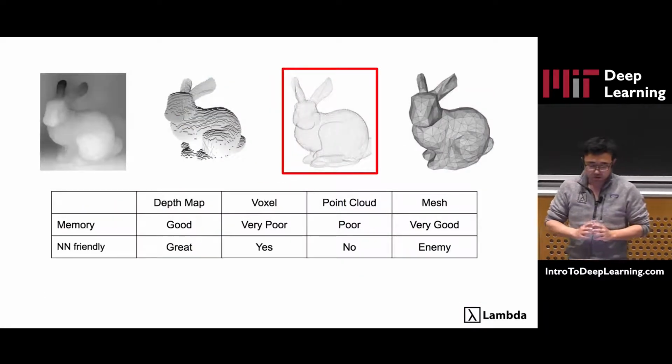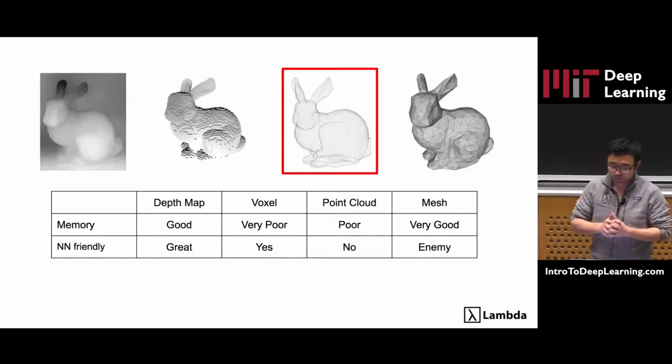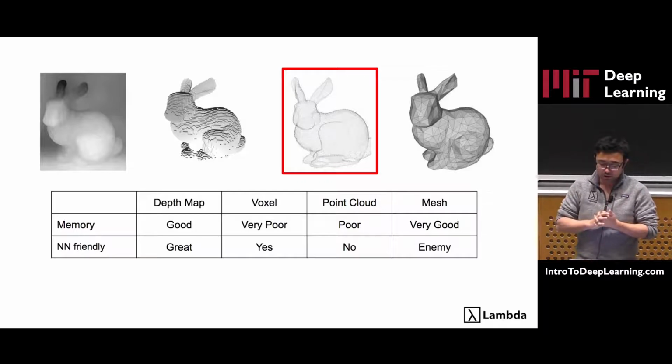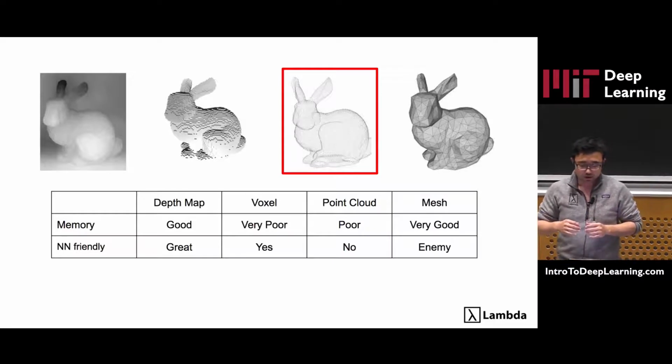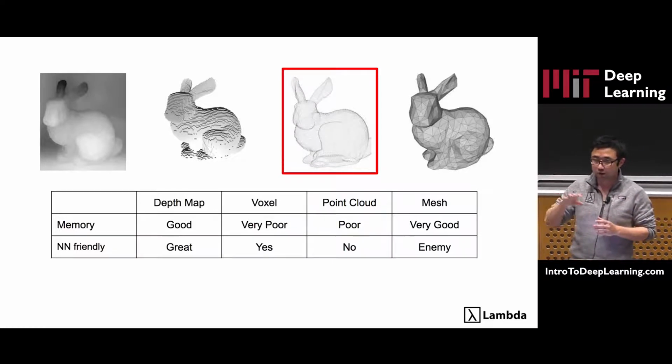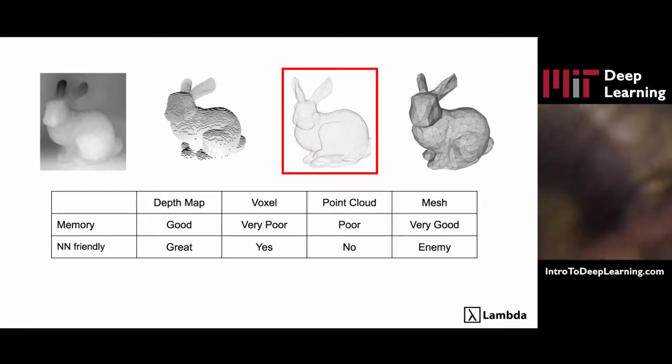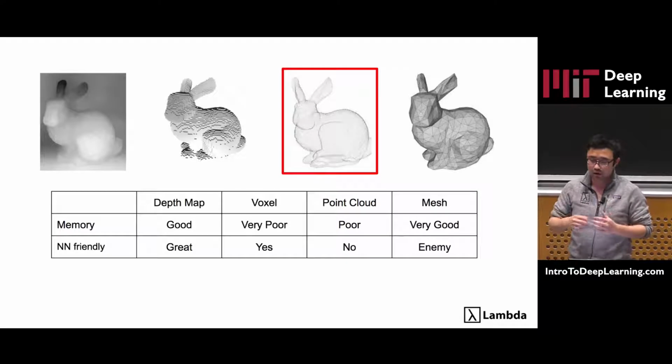Okay, now let's move on to 3D point cloud. 3D point cloud is actually not so friendly to neural networks. First of all, the data is not arranged on a grid structure. In the meantime, depending on how you sample points from the surface, the number of points and the order of the points can also vary.